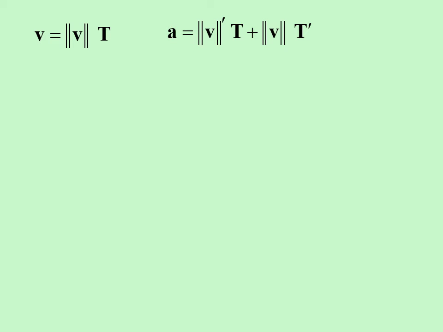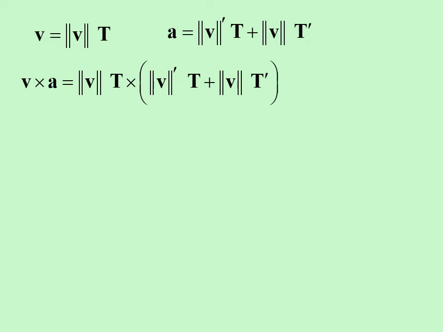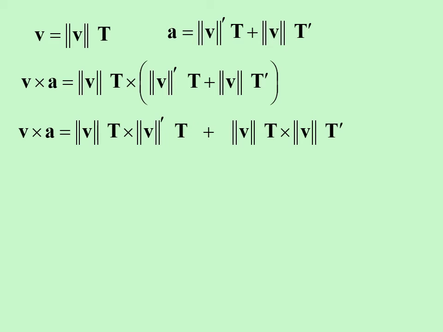We're going to work a little bit more on that normal component of acceleration by taking the acceleration that we found earlier and the velocity in this form and doing their cross product. Using the properties of the cross product, we're going to rewrite and use properties again. Here's our cross product that we're going to rewrite using the properties.